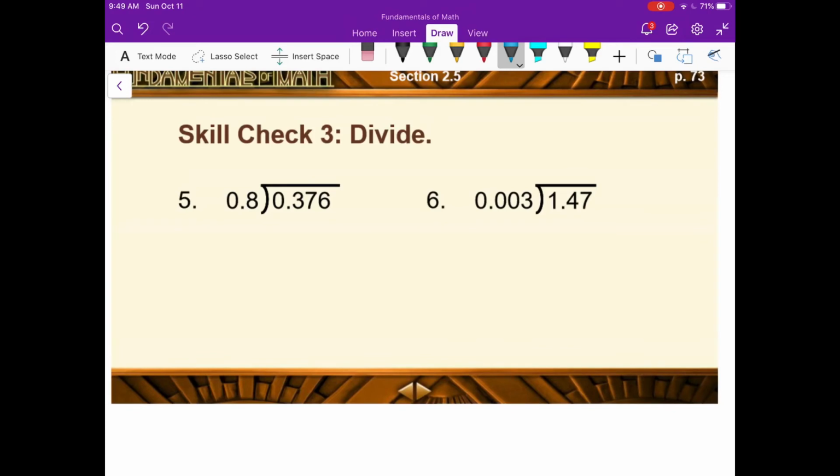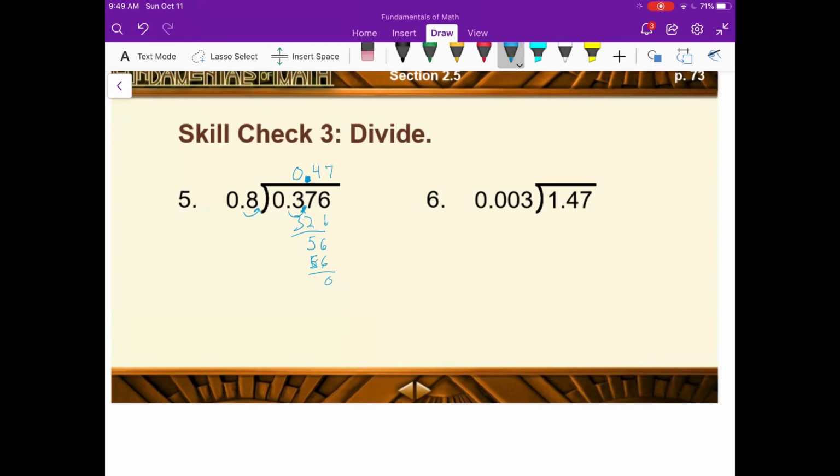All right, number 5. This is 8/10, so we have to move the decimal over once in both parts because it's really like we're multiplying both by 10. And we're going to go ahead and put our decimal right above this one. 8 into 3 doesn't work, so we put a 0. Now we try 8 into 37. That's 4 times. So 8 times 4 is 32. 37 minus 32 is 5. Bring down the 6, and 8 into 56 is 7. 7 times 8 is 56, and we get 0. So our answer is 47 hundredths.